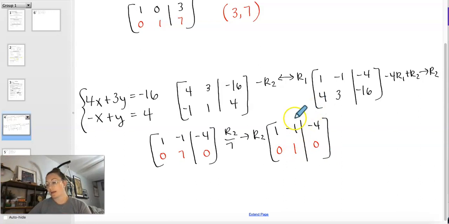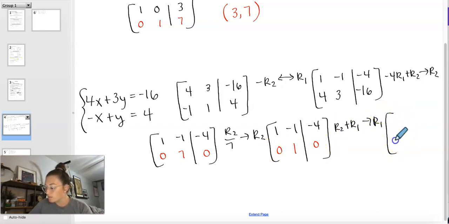Now you want to get everything else in this column to be a 0. In other words, we want this to become a 0. So how can I make this become a 0? You want this to be the opposite. Well, it's already the opposite. So I just have to do row 2 plus row 1, and we want it to replace row 1. Alright, let's go ahead and do that.